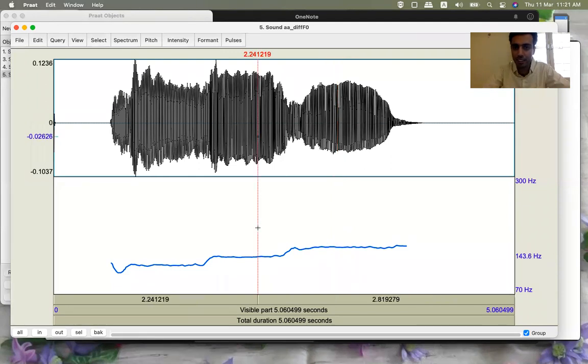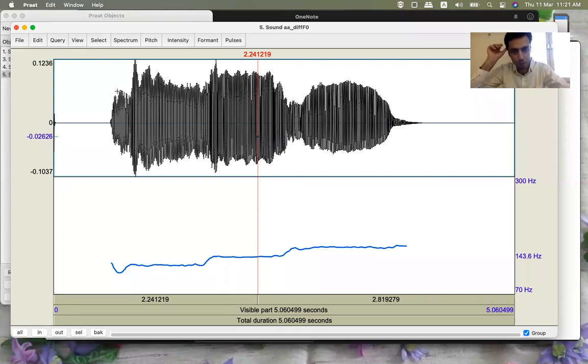Is this clear? Any question at this point? Please feel free to ask questions. So this property is called pitch. Now, why is this property important?